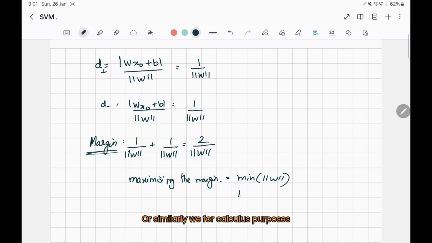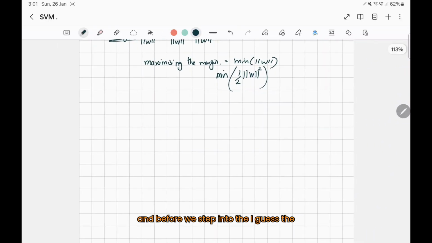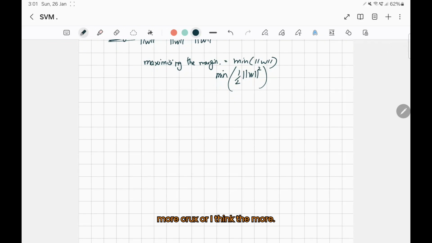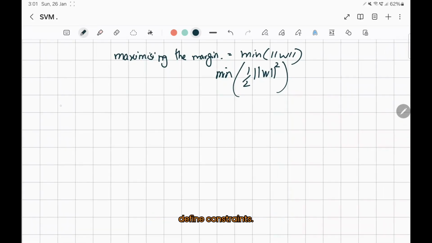Or similarly, for calculus purposes, again, this is a mathematical convenience, right? Because it's more differentiable this way. If you take the trivial power law here, you'll see 2 and 2 cut हो जाते हैं, and we'll finally get again the same thing. So we also minimize. We usually do this. This is a minimization problem. And before we step into the, I guess, the more crux, or I think the more tougher part of the problems, let's define constraints.